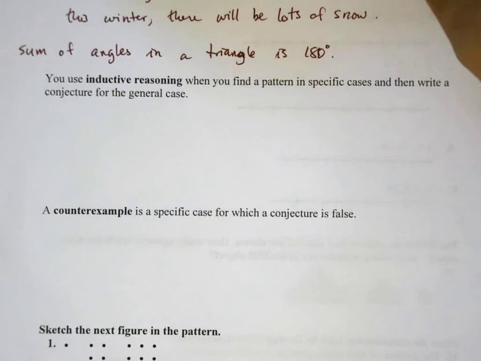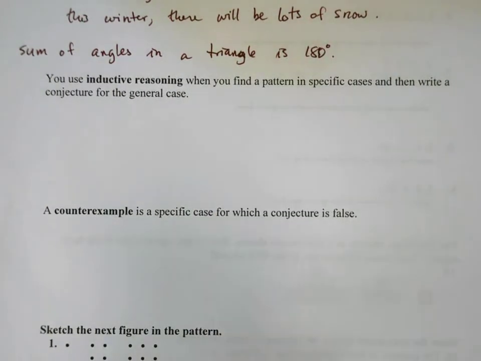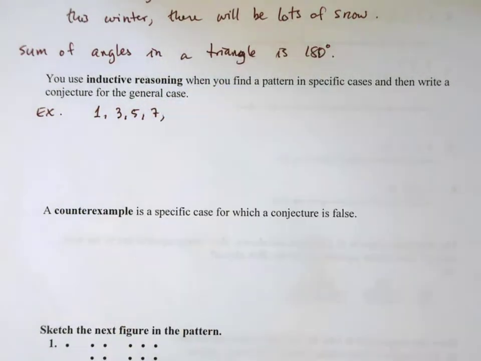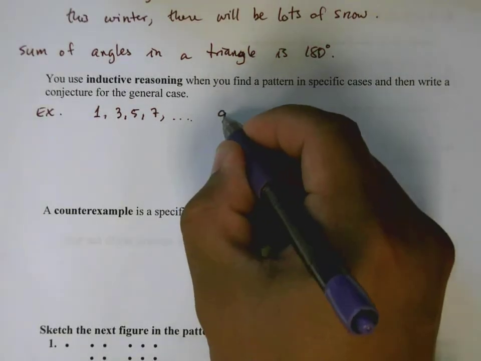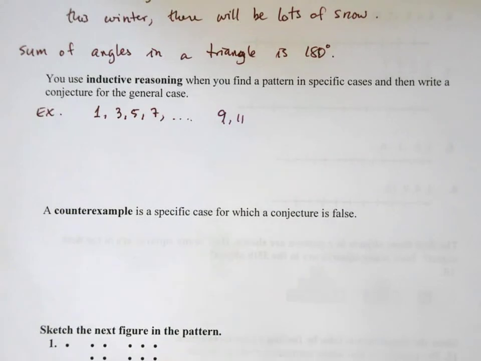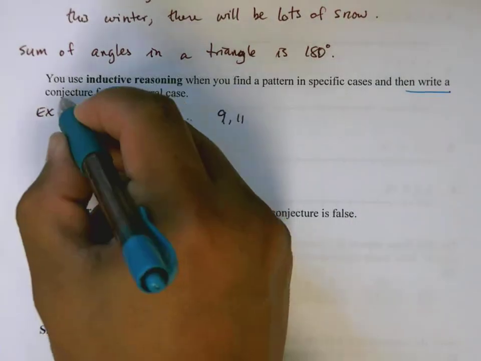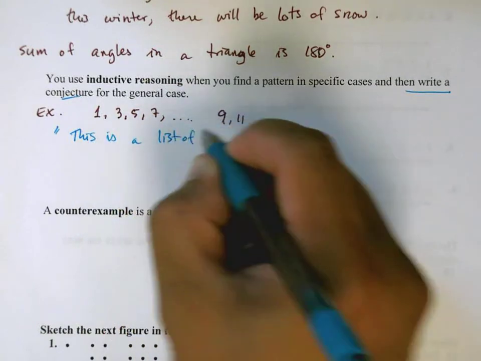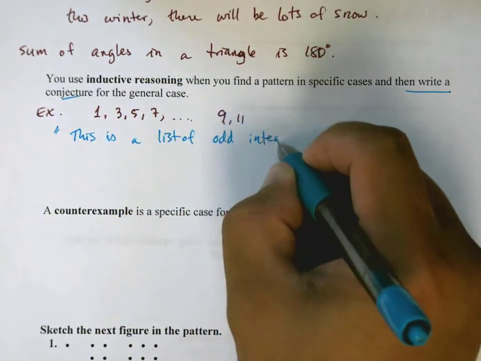You use inductive reasoning when you find a pattern in specific cases and then write a conjecture for the general case. So one example of this is when we use number patterns. So let's say I have this pattern 1, 3, 5, 7, okay? And I ask you to fill in the rest. Well, you would probably say that the numbers that come next are 9, 11, okay? So you can see this pattern, and then we want to be able to write a conjecture. Okay? And the conjecture could be something as simple as this is a list of odd integers. Okay?